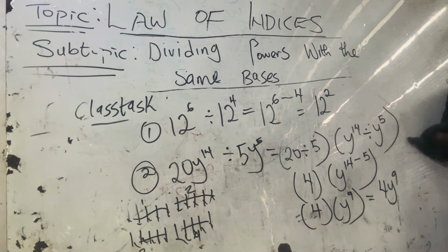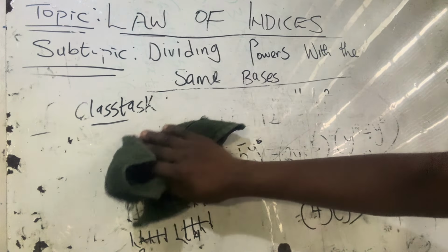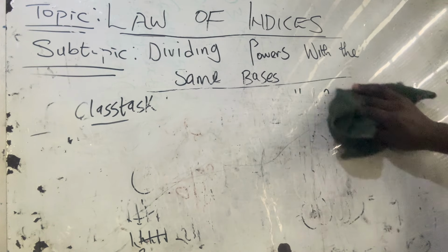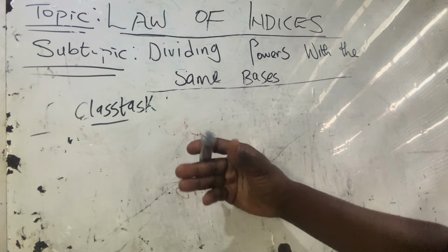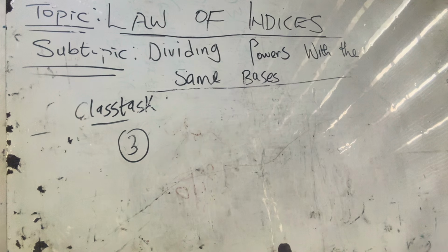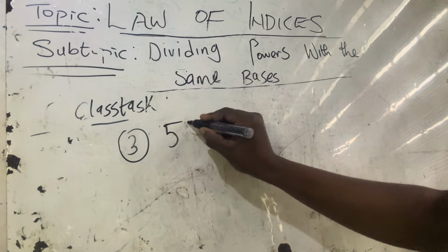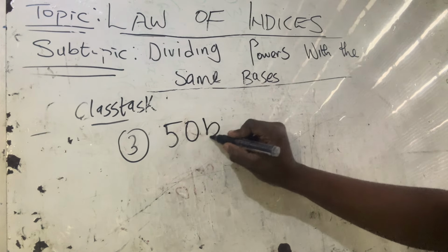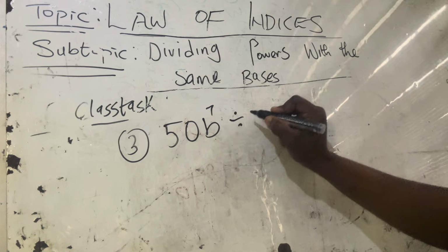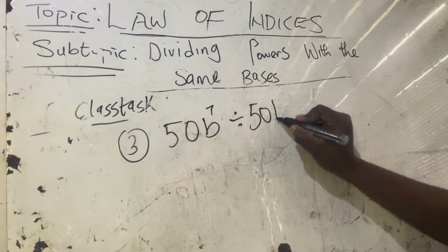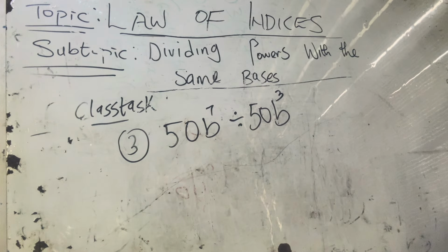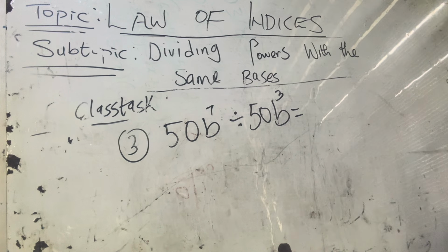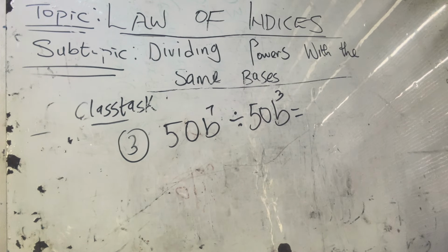Question number 3. What is 50b raised to power 7 divided by 50b raised to power 3? I'm going to count 10 for you to solve the question.